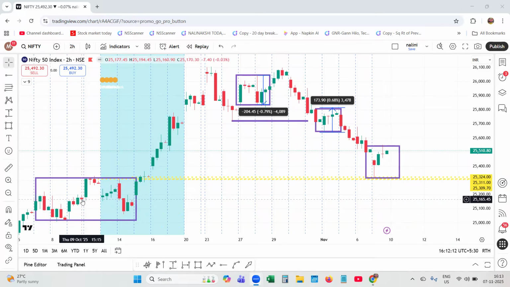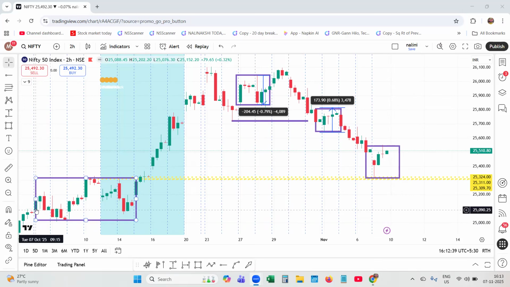Before showing you how I took the trade with the help of rolling pivots, I'm going to demonstrate it to you. Before that, you need to understand a little bit of the price behavior and the structure. See here, the market, this was the level.